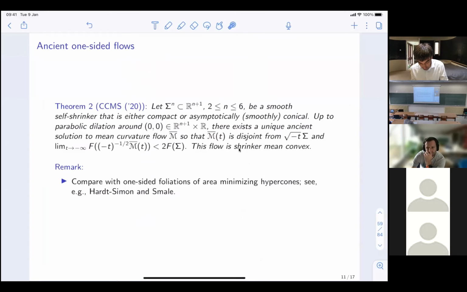For people who know minimal hypersurfaces more, for example, there's work of Hardt and Simon and Smale, where you have area minimizing hypersurfaces in R^8, which can have isolated singularities. Then they argue that you can perturb them away. And what they use exactly are one-sided foliations of area minimizing hypercones. This is their central tool. So more or less what we have here is the parabolic analog. There they are smooth. Here we don't get smoothness, we just get that it has generic singularities.